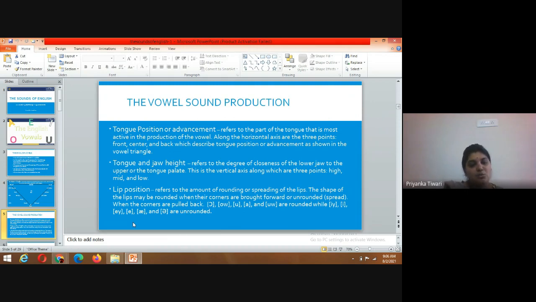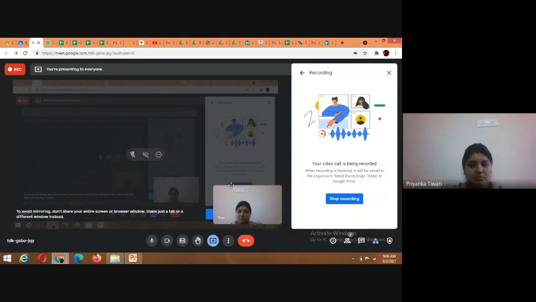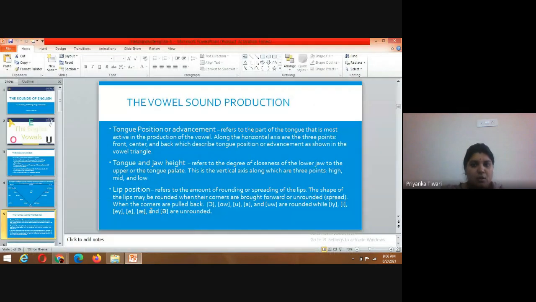Lip position refers to the amount of rounding or spreading of the lips. The shape of the lips may be rounded when their corners are brought forward, or spread when the corners are pulled back. Some vowels are rounded, while others are unrounded.